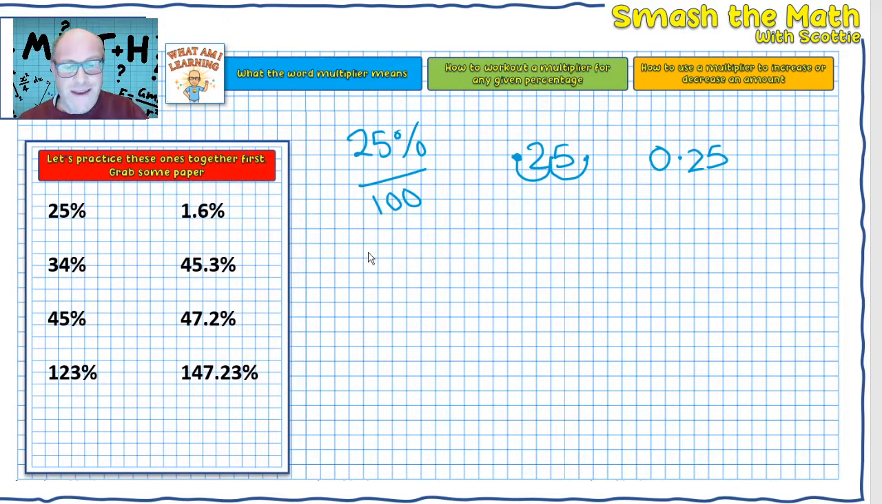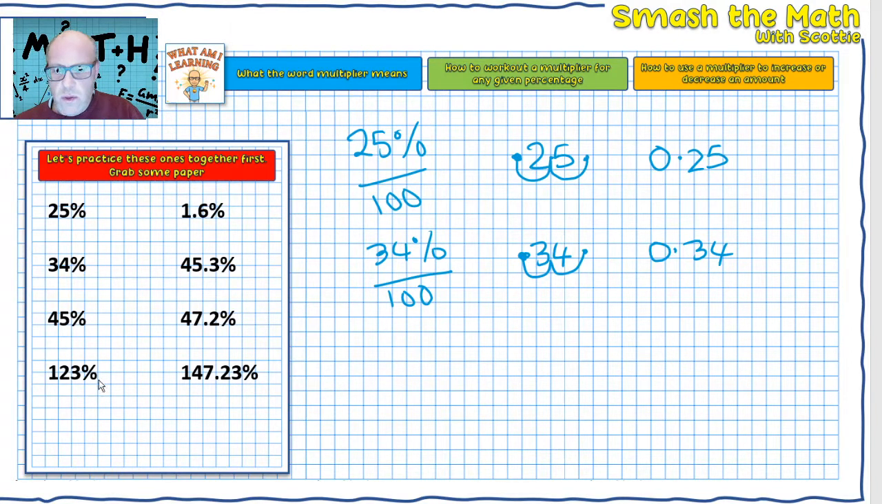The more you practice these, the easier it is. You can do a lot of them in your head, until you get to the really small percentages. Sometimes that can be more tricky. Let's do 34. So 34%, get that as a multiplier. Divide it by 100. Again, move it 2 places. I end up with 0.34. Okay, simple as that.